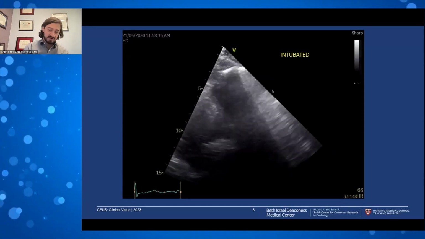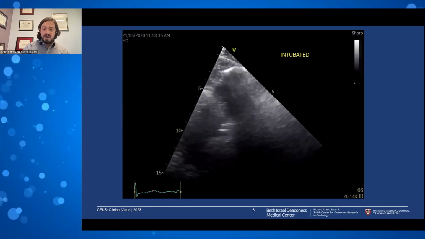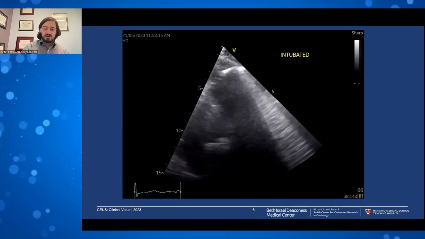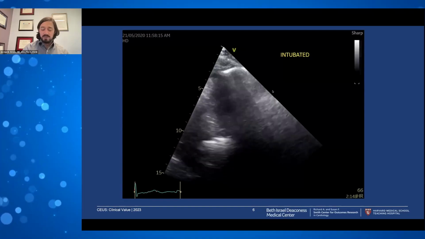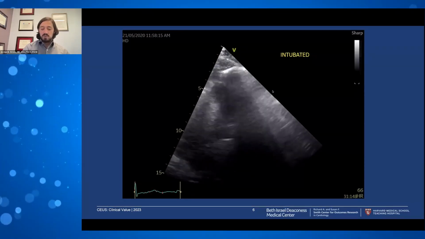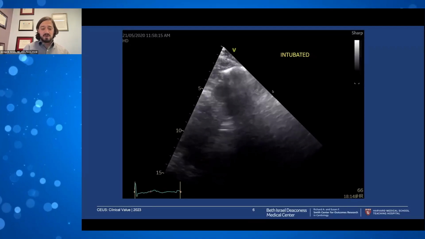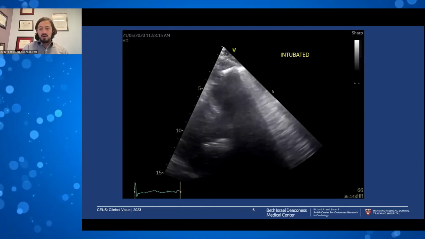We know that the patients in the ICU are frequently intubated and have a lot of aeration in the lungs. It can be very difficult to move them to get windows for this. This patient is intubated, and this is what we would call in our lab nocardia. You can't see anything in terms of the endocardial borders, and it's very difficult to discern what is going on at all.